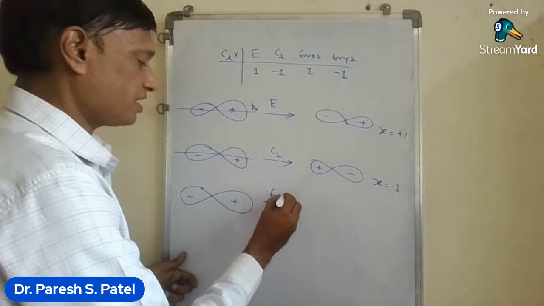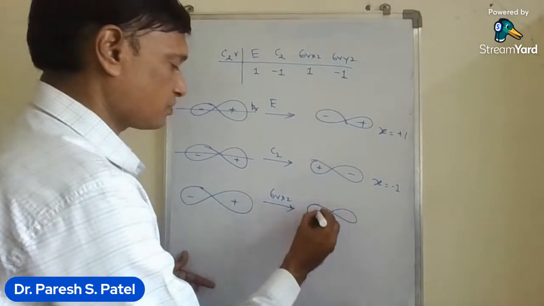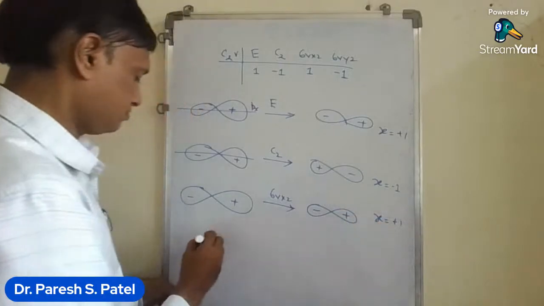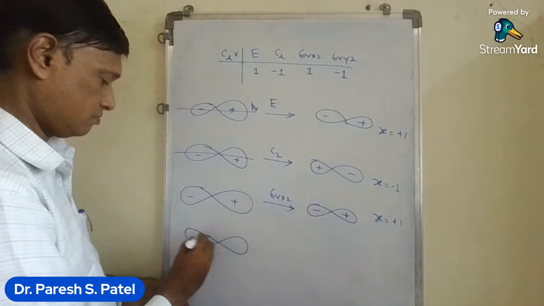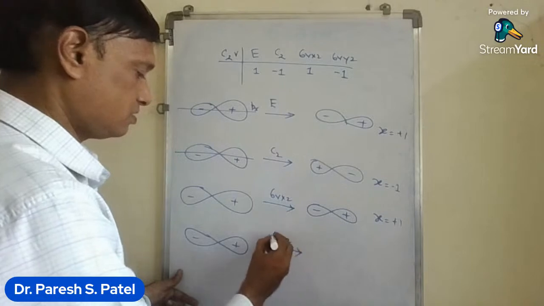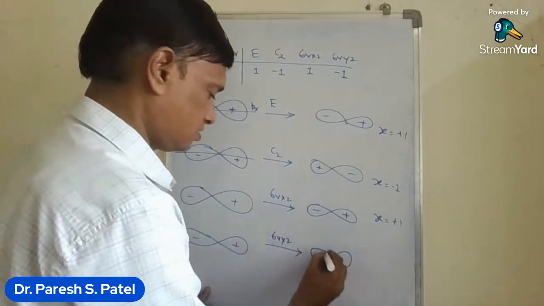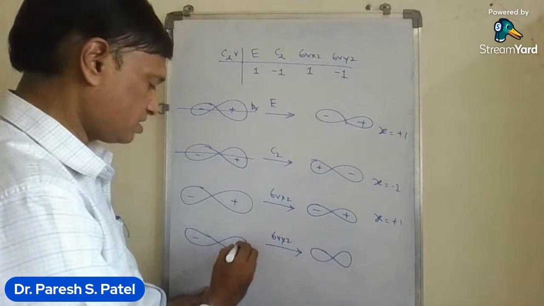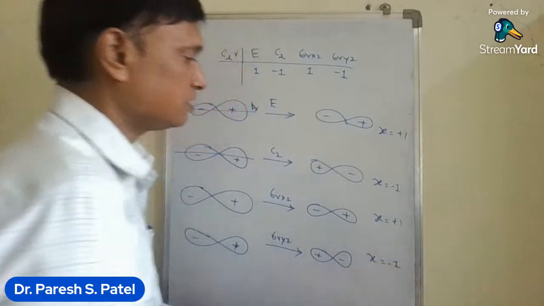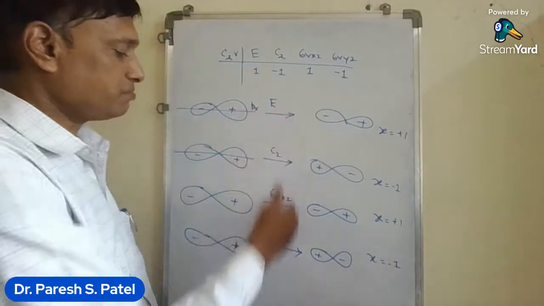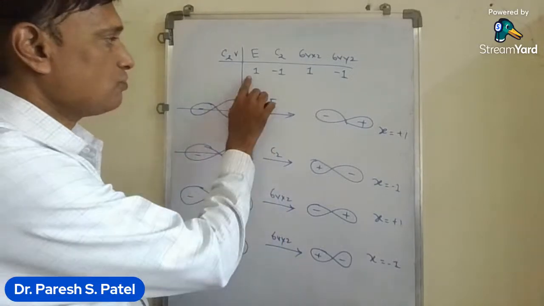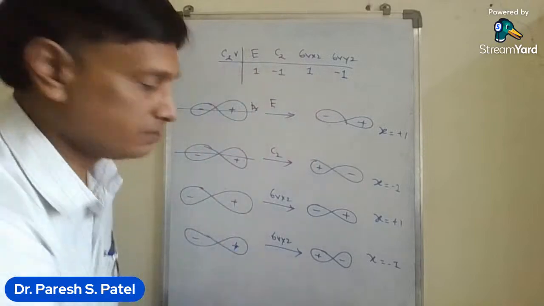If you operate sigma v xz, there is no change in the position of the lobes, so character is equal to plus 1. Sigma v yz: by operating sigma v yz, plus and minus change, it means character is equal to minus 1. So the same results can be obtained by operating different symmetry operations on the lobes of the px. So 1, minus 1, 1 and minus 1.